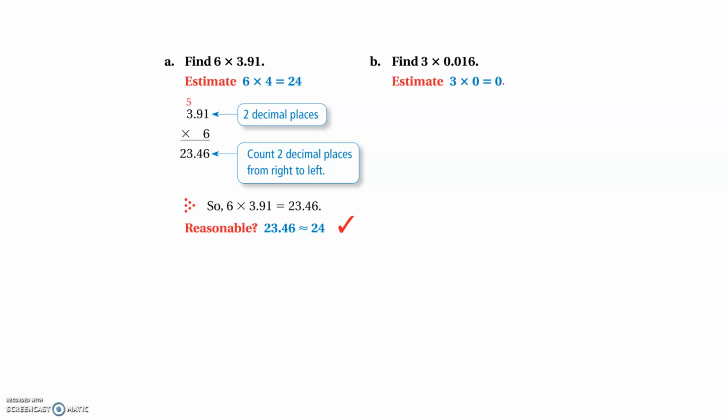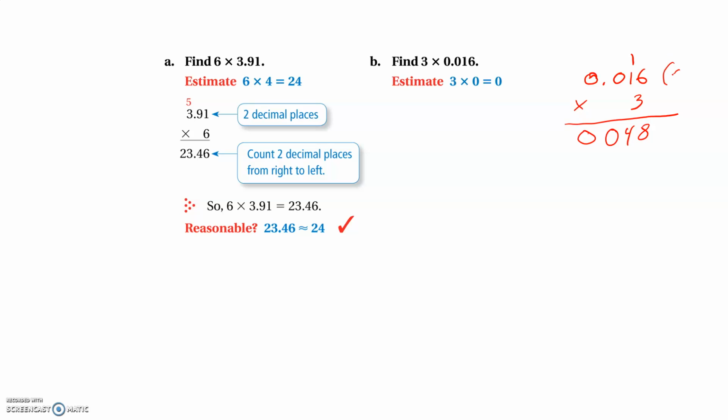All right, so first thing I do, line up by the number, not the decimal spot. Now I multiply. 3 times 6 is 18. 3 times 1 is 3, plus that 1 I carried, so it's 4. 3 times 0 is 0. 3 times 0 is 0.